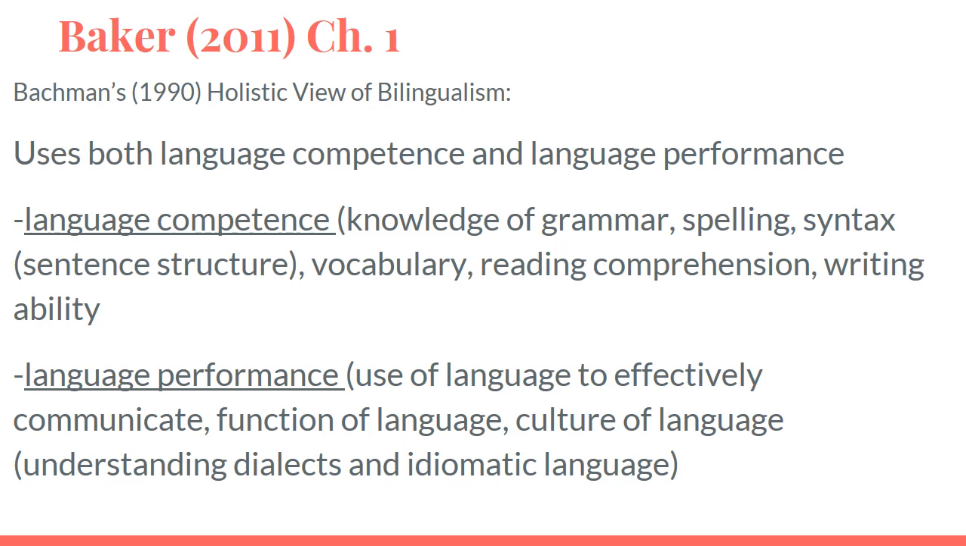Bachman's 1990 holistic view of bilingualism further elaborates on those concepts. So Bachman breaks language abilities into two areas. You have language competence, which is your knowledge of the features of that language: the grammar, spelling, syntax, vocabulary, reading comprehension, writing structures. And then you have language performance. Language performance is the actual ability to communicate within a language, to function within a language in certain domains, and to understand the culture of the language.